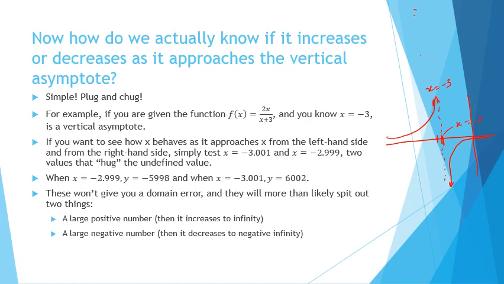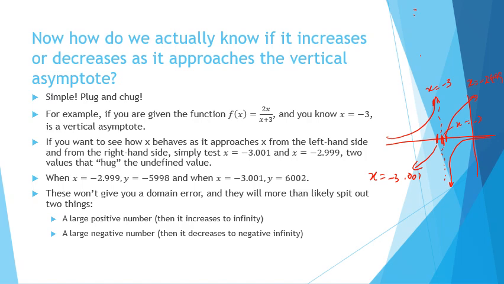But what we can do is plug in a value that kind of hugs that graph. So let's say we plug in x equals -3.001, and we plug in x equals -2.999. What we see here is if you put it in, you're going to get a weird number. It's either going to be super big or super small, but it's not going to give you a domain error because you're not really dividing by 0. You're dividing by -0.001 or positive 0.001, but you're not dividing by 0.